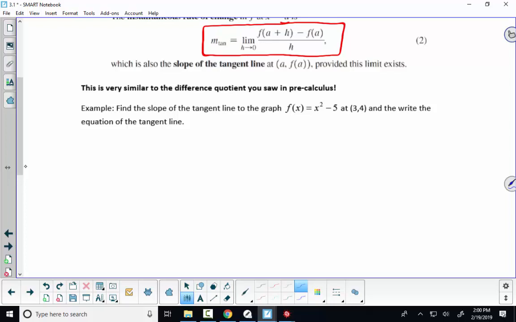All right, in our previous example, we used formula number 1 to find the slope of the tangent line on x squared minus 5 at the point 3, 4. So let's just go ahead and do that again. We already have verified what the actual solution is, but let's work with this alternative formula and see if we can produce the same result.